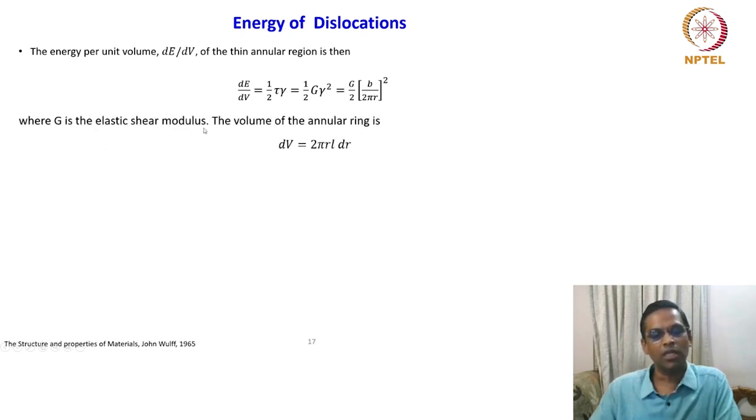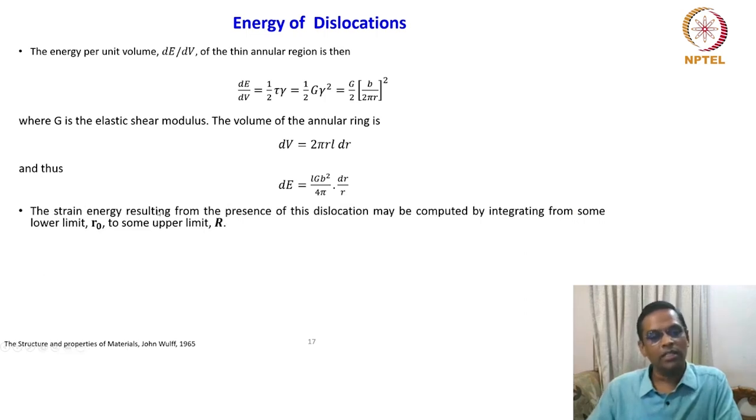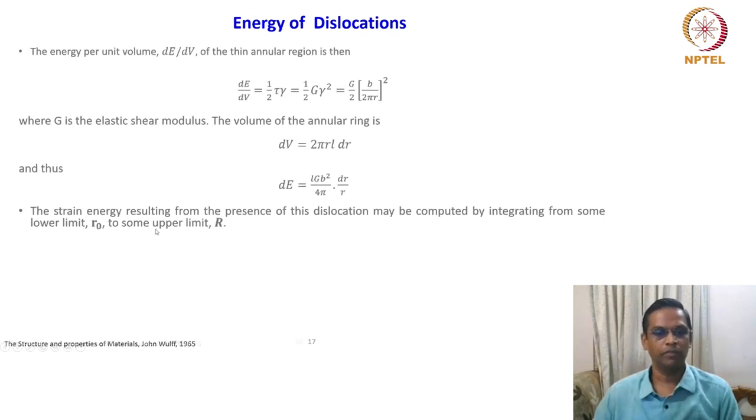Here G is the elastic shear modulus, and the volume of the annular ring is dV equal to 2 pi r L dr. You can write dE equal to L G b squared by 4 pi times dr by r. The strain energy resulting from the presence of this dislocation may be computed by integrating from some lower limit R naught to some upper limit R. We are looking at the cylindrical annular system, but we have not fixed the R. To calculate the strain energy, the r can be varied from R naught to capital R.